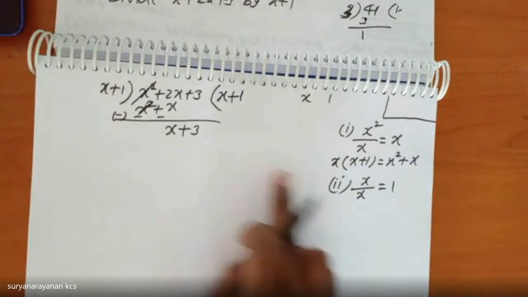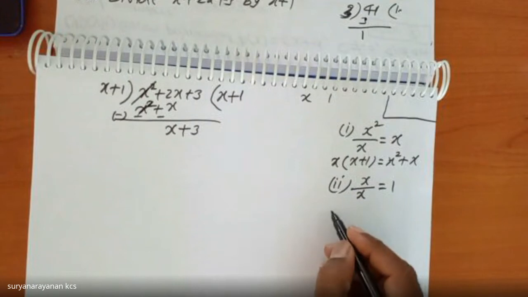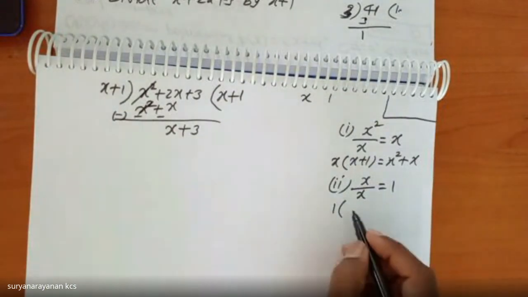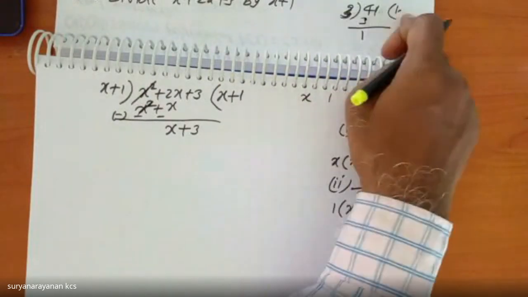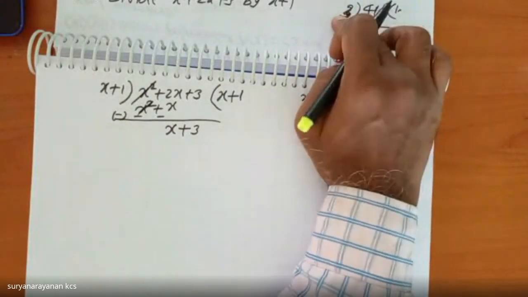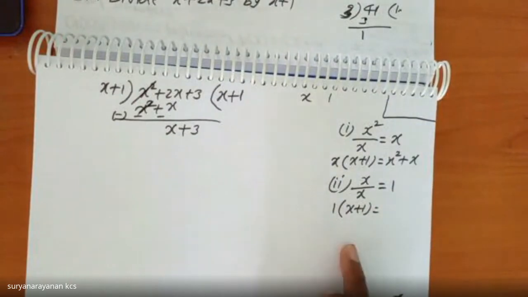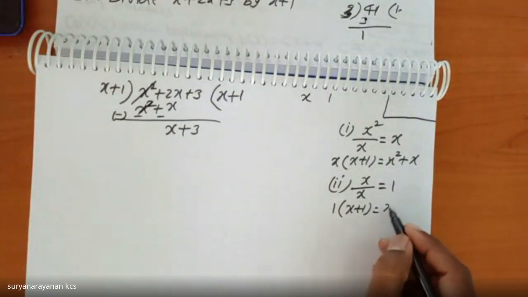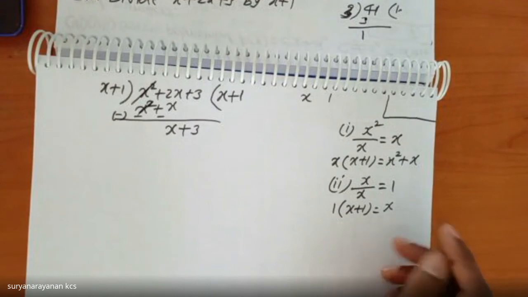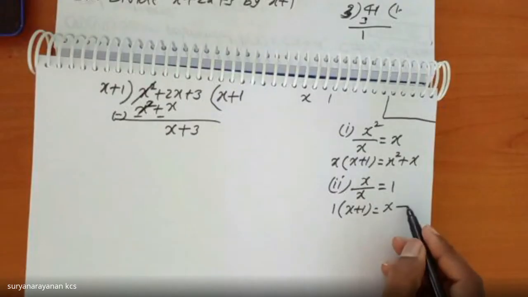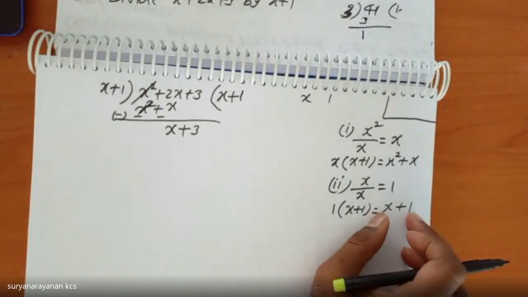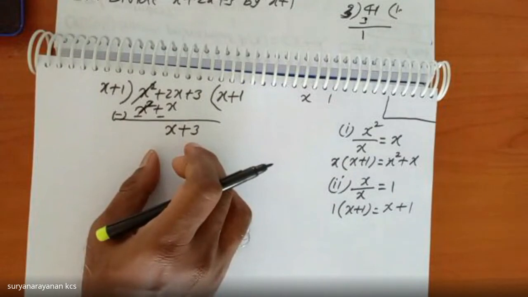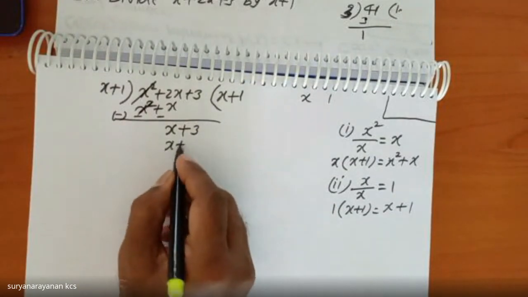So multiply this number into x plus 1. Yes or no? Again, multiply this divisor into this one. What will you get? 1 into x plus 1, so x plus 1. Very good. Whatever polynomial you got, just cut, copy, paste it here, just below this polynomial. x plus 1.